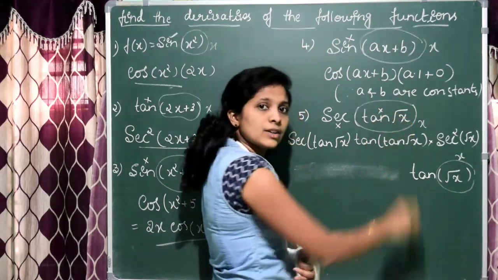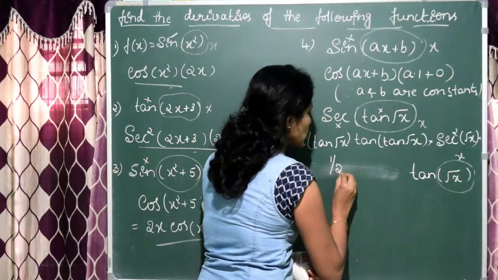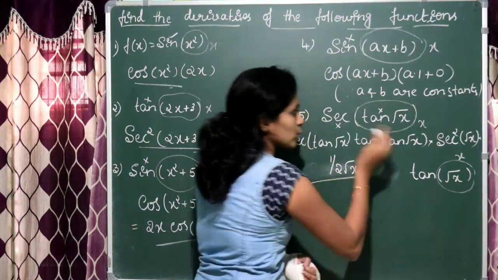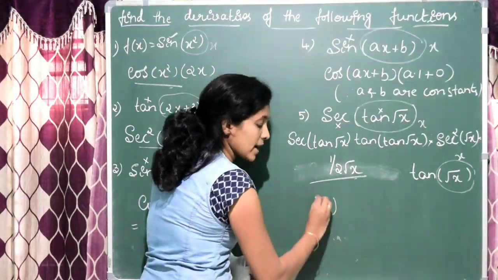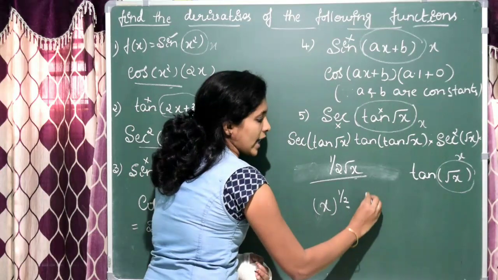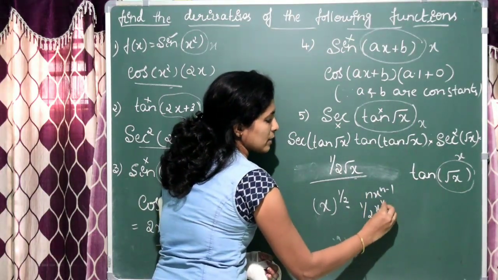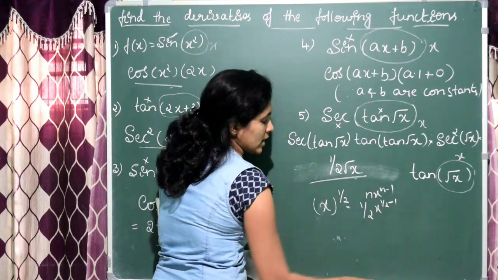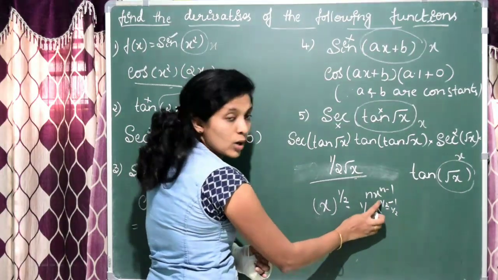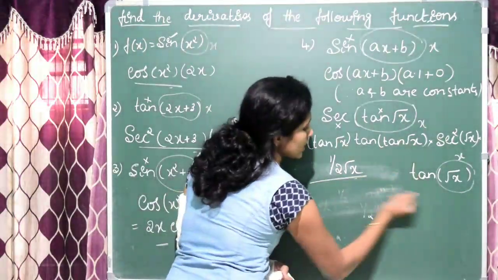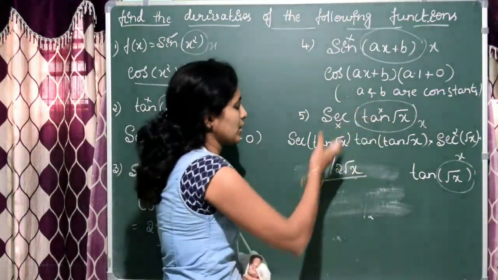Now we have to find the derivative of root x. What is the derivative of root x? It is 1 by 2 root x. Remember this one, derivative of root x is 1 by 2 root x, or else you can go with the method: root x can be written as x to the power 1 by 2, right? So this is now n x to the power n minus 1. So this will be 1 by 2 x to the power 1 by 2 minus 1. 1 by 2 minus 1 is minus 1 by 2. So you can write 1 by 2 root x. So directly you remember this one, derivative of root x is always equal to 1 by 2 root x. So this is the derivative of this function.